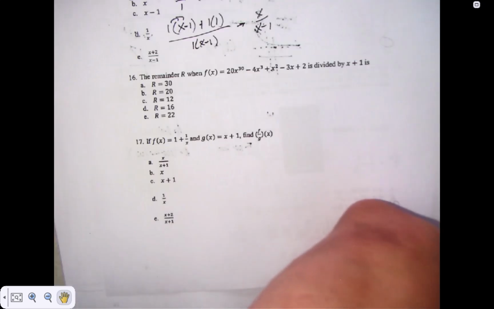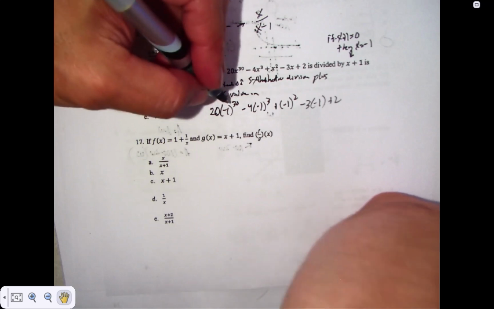The remainder r when blah blah blah is divided by x plus 1 is what are the following. Here's what you can do. Instead of synthetic division, plug the x value in. So remember, if x plus 1 is a 0, then x is negative 1. So I'm going to have 20 times a negative 1 to the 30th minus 4 times a negative 1 cubed plus a negative 1 squared minus 3 times a negative 1 plus 2.